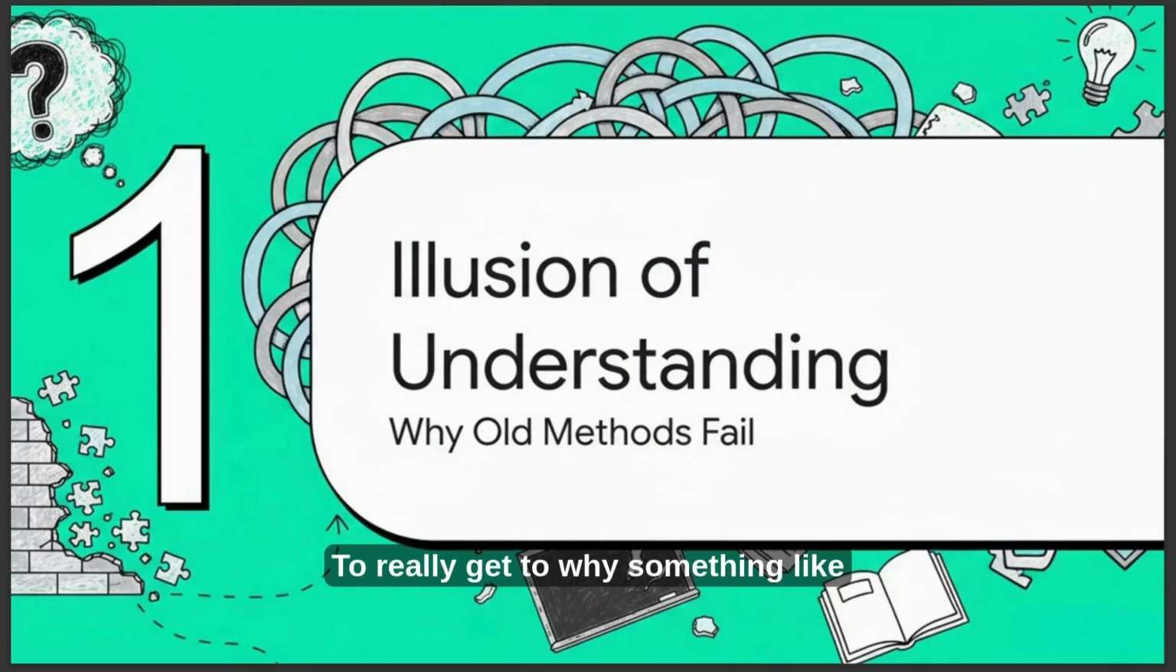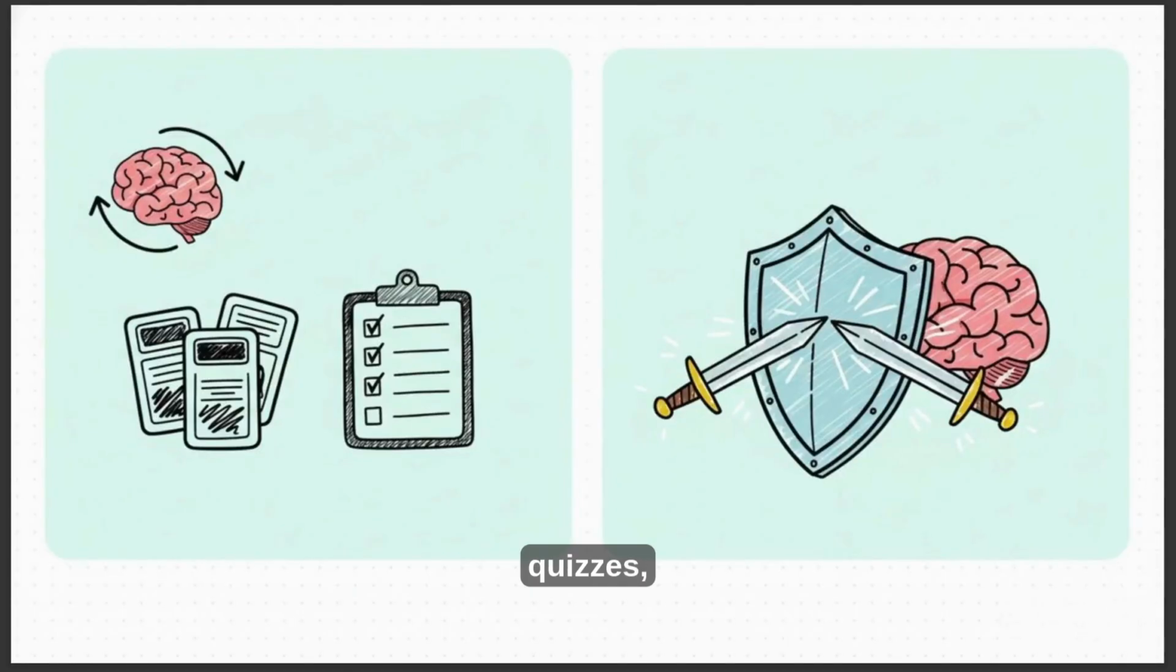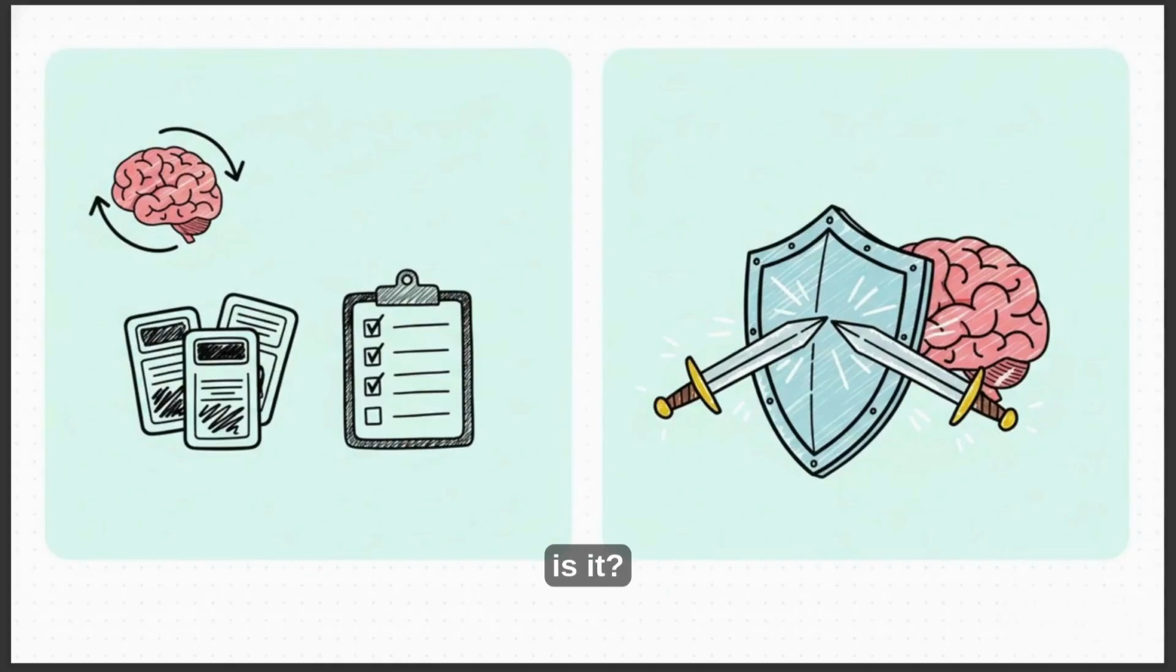To really get why something like LearnLock even needs to exist, we have to face a pretty hard truth about how we actually learn. We have got to talk about this illusion of understanding. Just look at the difference here. On one side, you have got your traditional tools: quizzes, flashcards, the usual stuff. They're good for one thing and one thing only, checking if you memorized a fact. It's all about recall and repetition, but that's not real understanding, is it?